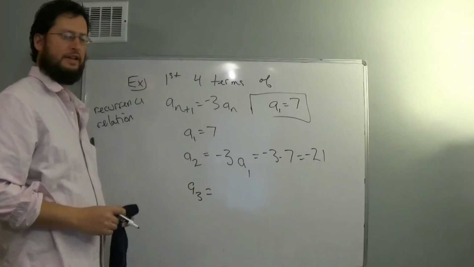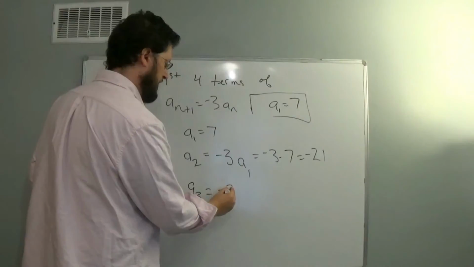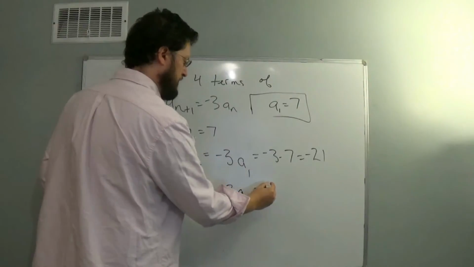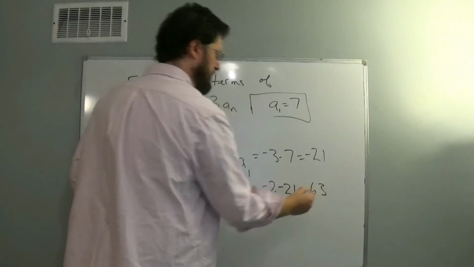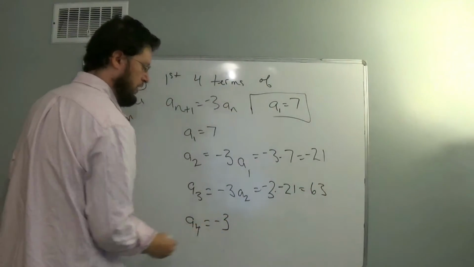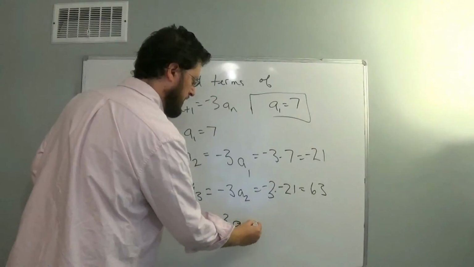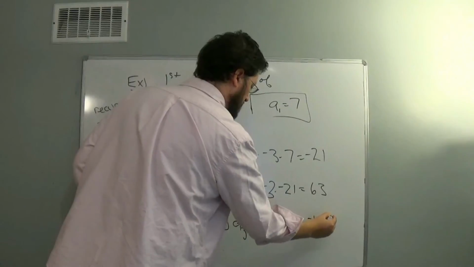And from here on out, it's just as simple. Each time we're going to simply multiply by negative 3. a3 will be negative 3 a2, which is negative 3 times negative 21, which is positive 63. And a4 will be negative 3 a3, which is negative 3 times 63, which is negative 189.